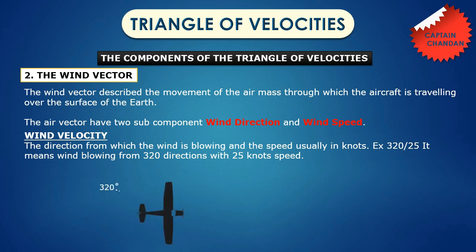For example, 320/25. So what is the meaning of it? It means wind blowing from 320 direction with 25 knots speed. The first number is 320, that is the direction, and 25, the second one, is the speed of the wind. Similarly, wind blowing from 90 degrees. The wind vector is denoted by a triple arrow.